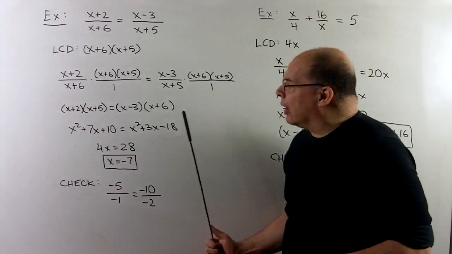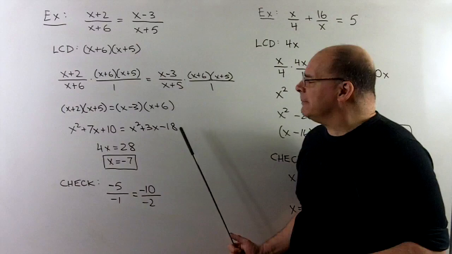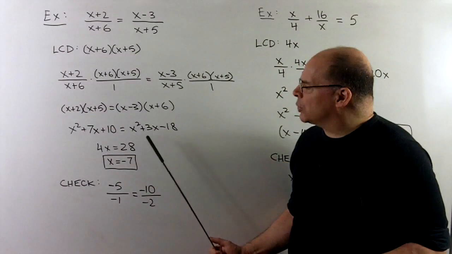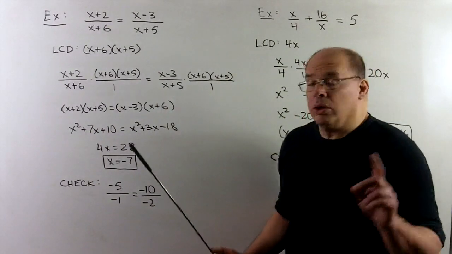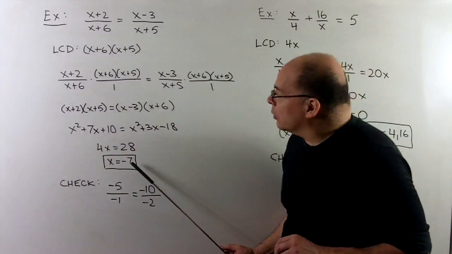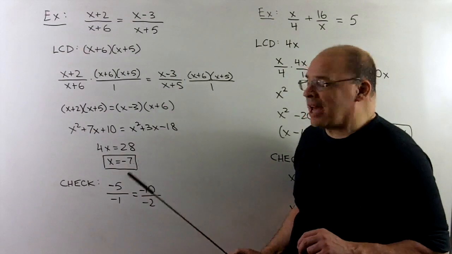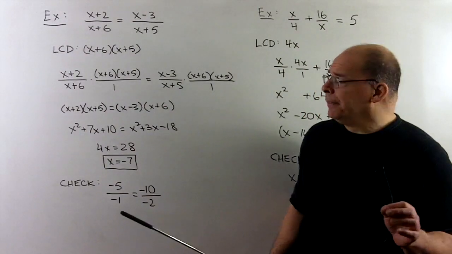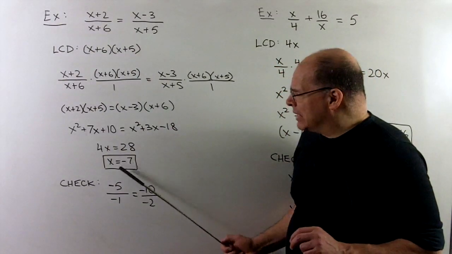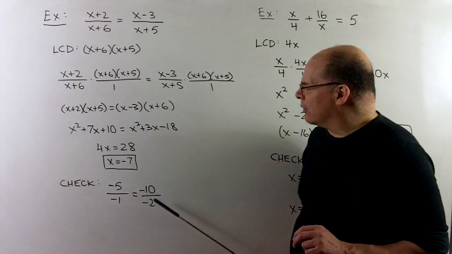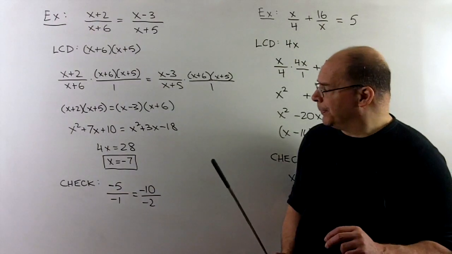Now we multiply everything out, so we'll get x squared plus 7x plus 10 equal to x squared plus 3x minus 18. That goes to 4x equal to 28, or x equal to minus 7. The short check is, our denominators are x plus 6 and x plus 5, so with minus 7, we're not going to divide by 0. For a strong check, we check numerically: I'll have minus 5 over minus 1 equal to minus 10 over minus 2. That's just going to be 5 equal to 5, so this checks out.